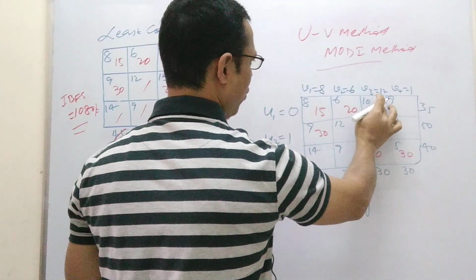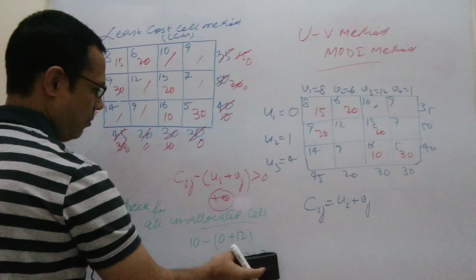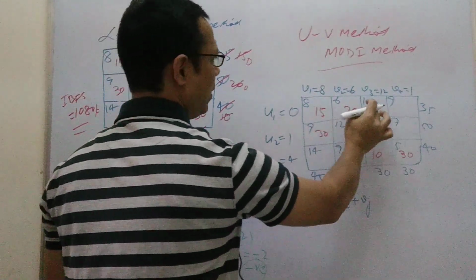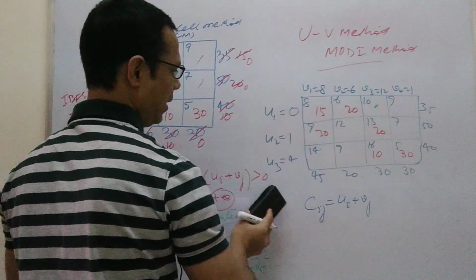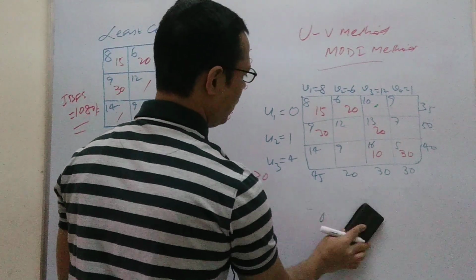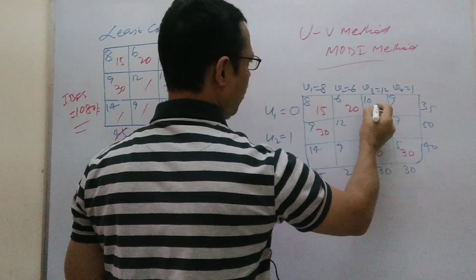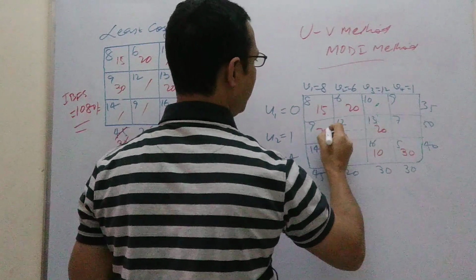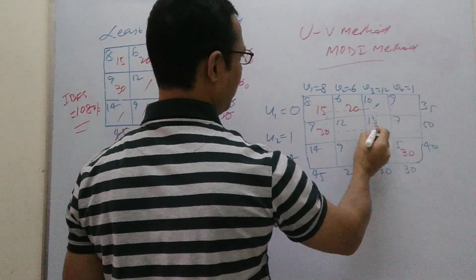So this cell ensures there is a chance to minimize the cost of transportation. This cell has been identified, so now we can move further for reduction. How to move is the question. It is very simple: we need to form a loop, as already discussed, with allocated cells. So now we have formed the loop with allocated cells.